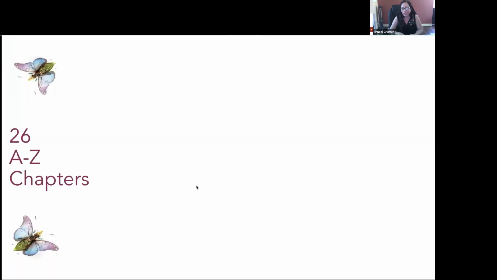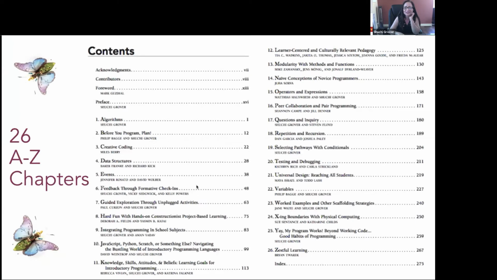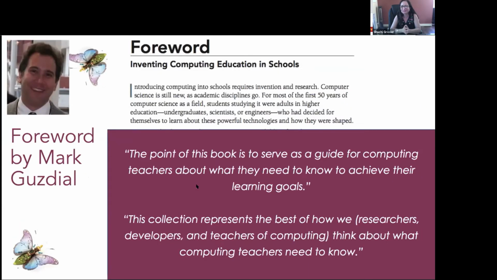And in case you've not had a chance to check out the book, one of the cool things, of course, about it is the A to Z organization of the 26 chapters. And we will hear about each of these chapters today, which is what is so great about this gathering. There's a foreword written by Mark Guzdial. It provides a very meaningful backdrop to this book. It talks about this moment that we're in and why teaching CS in schools is a challenge, and how this book brings together all that a CS teacher needs to know about teaching intro programming.